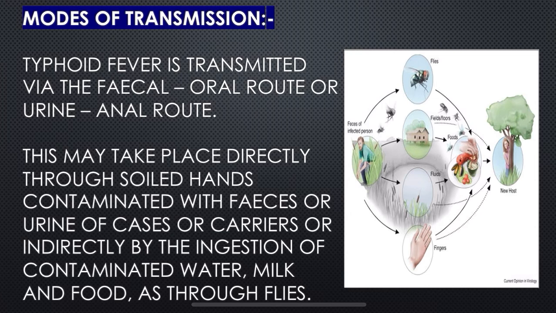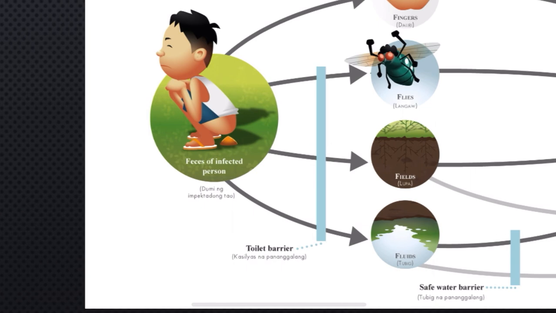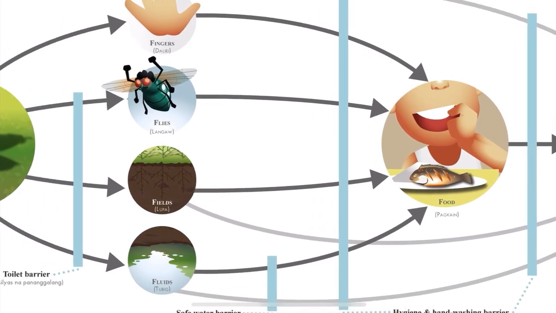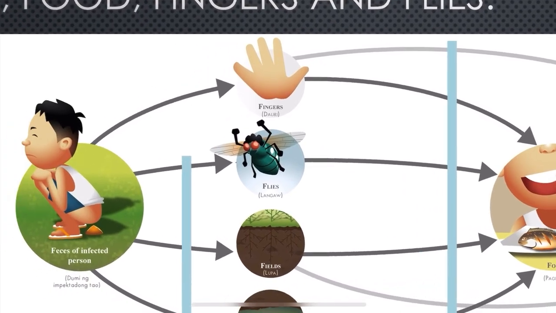And then we see the modes of transmission. Typhoid fever is transmitted via the feco-oral route or urine-anal route. Very clear. So far we have told multiple times about it. It is obviously the feco-oral route. The picture demonstration had given you a very clear idea about it. The feco-oral route is transmitted via the 5 F's: fluid, fields, flies, fingers, and food.